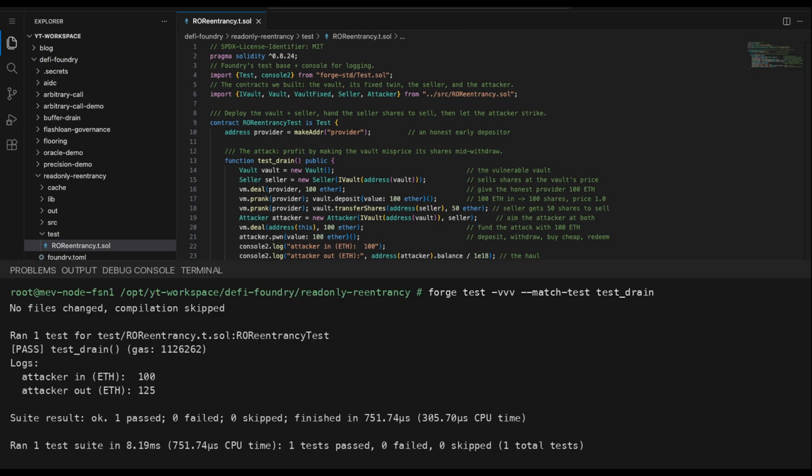Run it. The vault and seller start fair, our share is worth 1 ETH. Then the attack fires, and read the log. Attacker in: 100 ETH. Attacker out: 125. A 25 ETH profit pulled out of the seller with no flash loan and no stolen keys, just a view function answered at the wrong moment. Passing green means the theft worked exactly as designed.